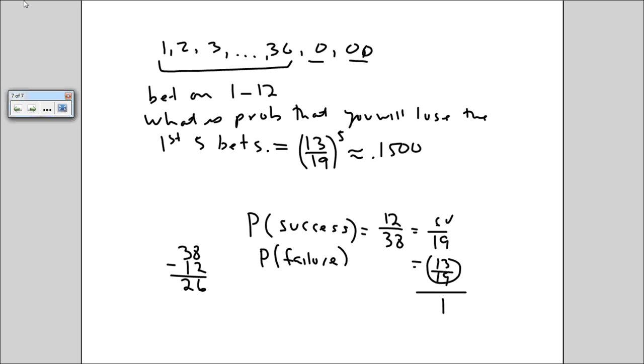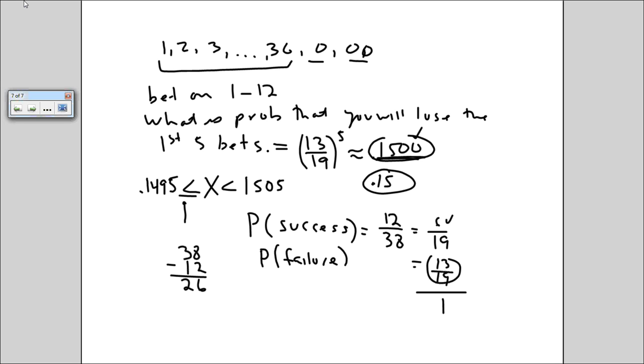Talk a little bit about numbers. What's the difference between my saying the answer is 0.15 and 0.1500? Well, this one is rounded off to 4 decimal places. That is, let x be the real answer. The real answer is somewhere between 0.1495 and 0.1505. Notice it can equal the 0.1495, but not equal to the 0.1505.